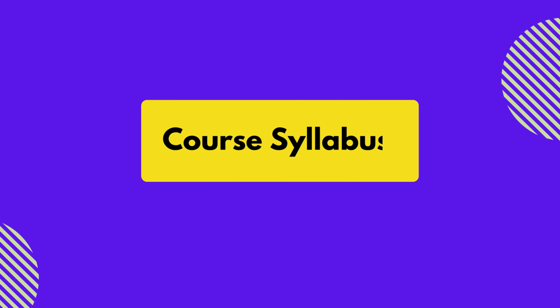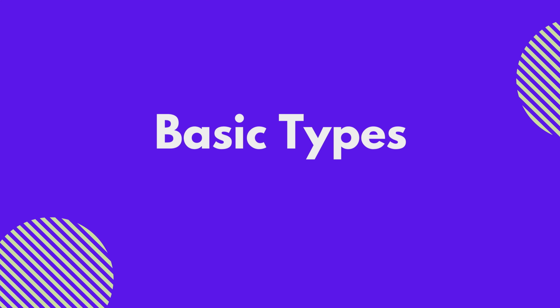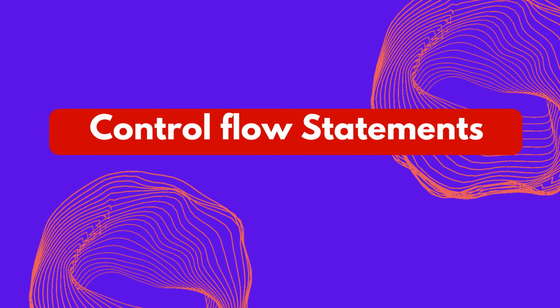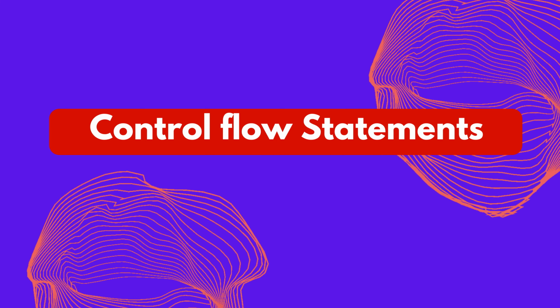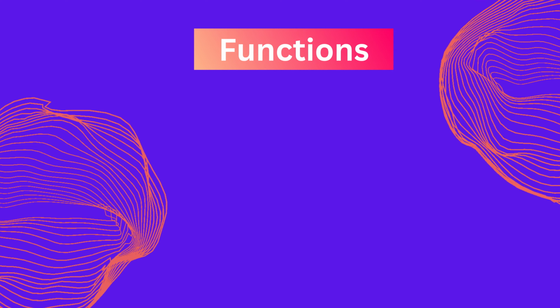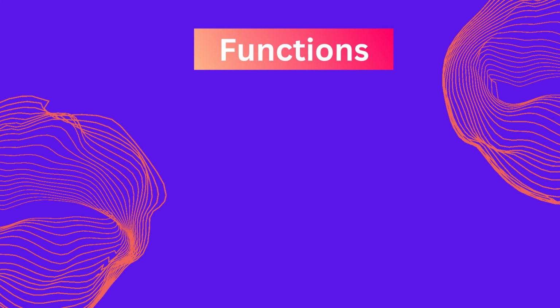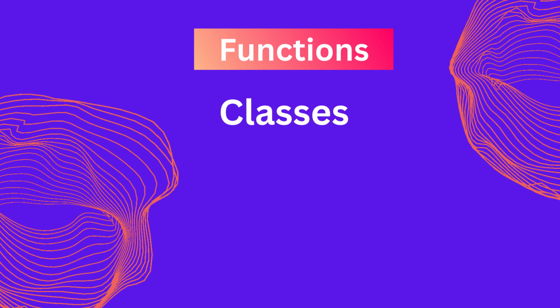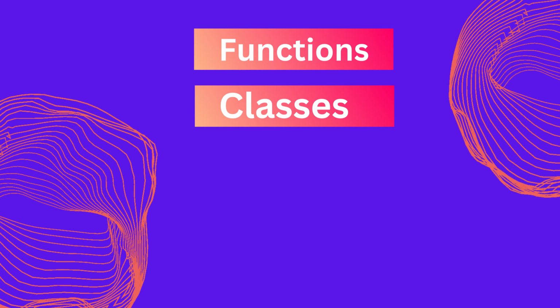The course syllabus: first we will learn about basic types in TypeScript. Those are number, string, boolean. Also additional types, that is tuple, enum, void, never, any, and many more, which are additionally added in TypeScript. Then we will see how to write control flow statements. Those are if conditions, switch conditions, else conditions in TypeScript. Then we will see how to write functions and how to handle input parameters and return values from functions in TypeScript. We will discuss classes and how to implement them with TypeScript.